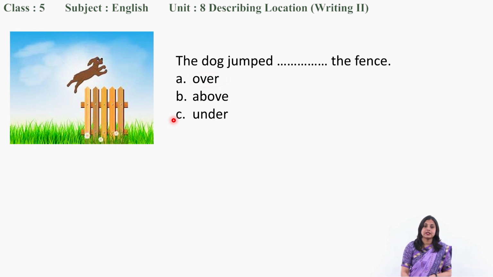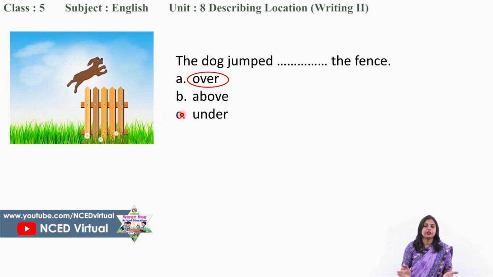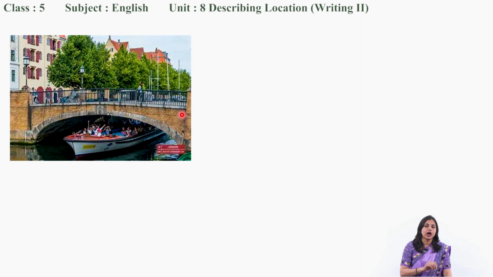It's over. We have discussed already, when something doesn't touch the surface and it's exactly up. You see the dog is exactly up the fence. So there should be jumped over, not above. Okay, the dog jumped over the fence. Okay, straight up, then we should use over. If it is just up and not maintaining the straight position, we can use above. But you see the dog and the fence, they are maintaining the straight position, right? So there should be over the fence, not above the fence. Okay, all right, let's move to the next one now.